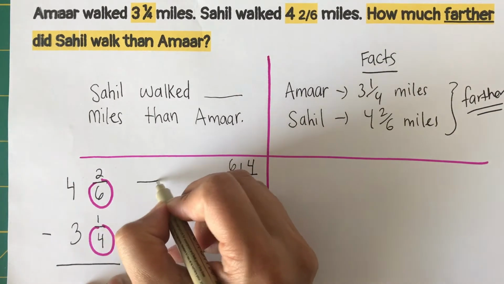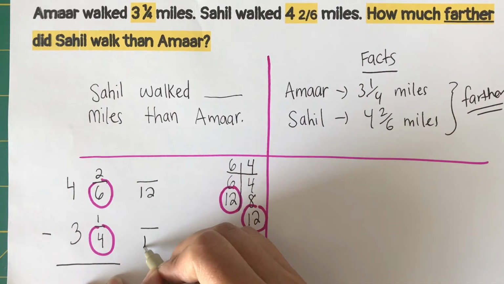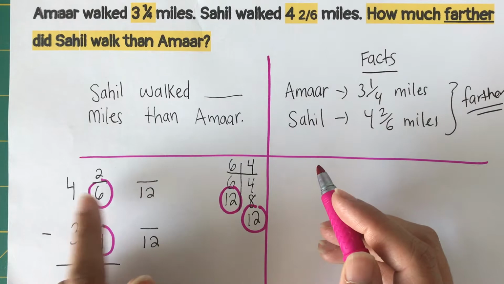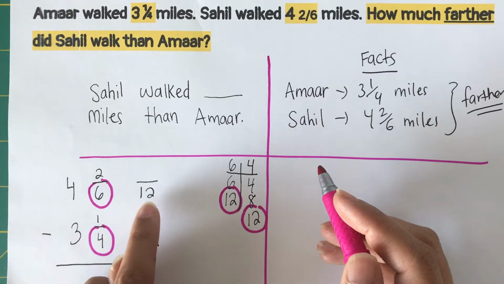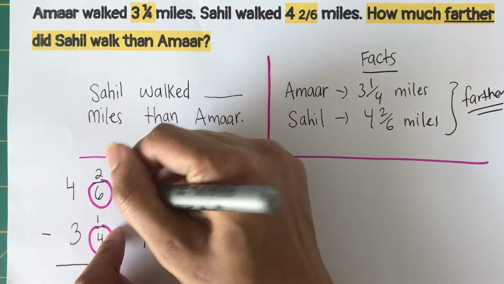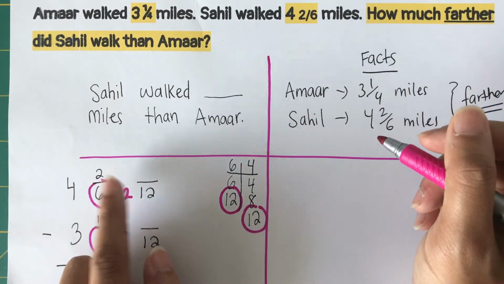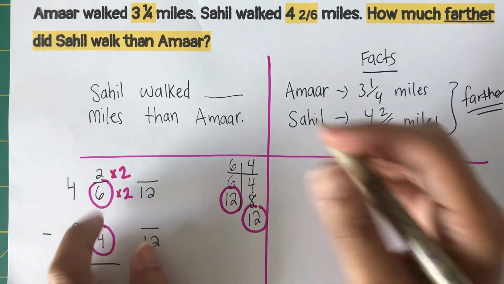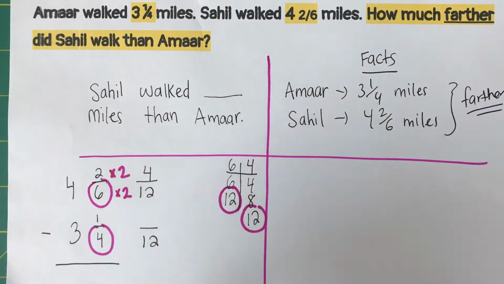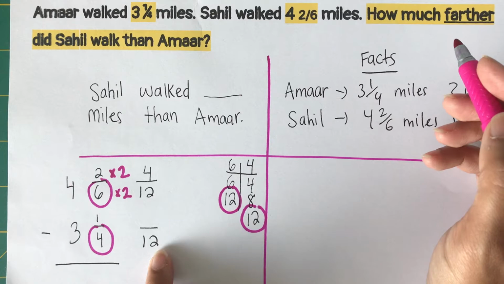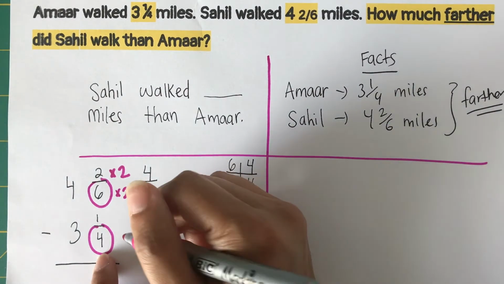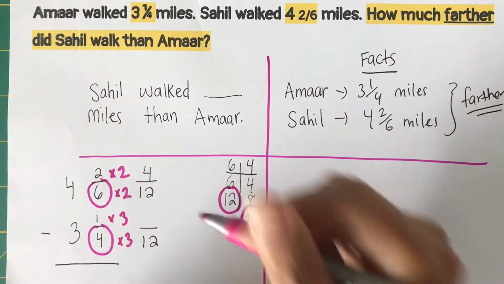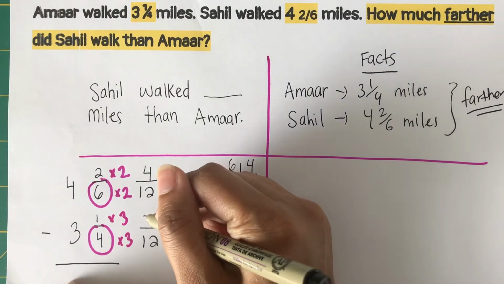So all I'm going to do is write 12, 12, and then over here, we will go ahead and multiply. So let's start with the top one. 6 times what number is 12? 6 times 2. Whatever you do to the bottom, you have to do to the top. So if 6 times 2 is 12, 2 times 2 is 4. Let's go to the next one. 4 times what number is 12? 4 times 3. Whatever you do to the bottom, we have to do to the top. So 1 times 3 is 3.